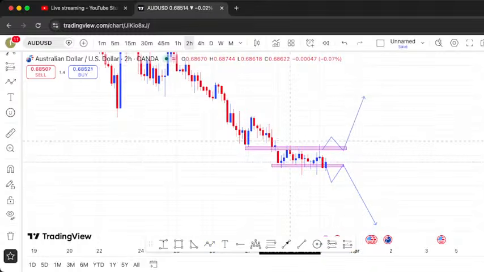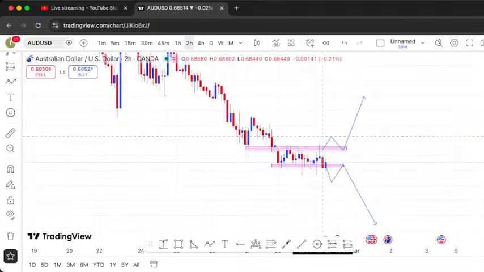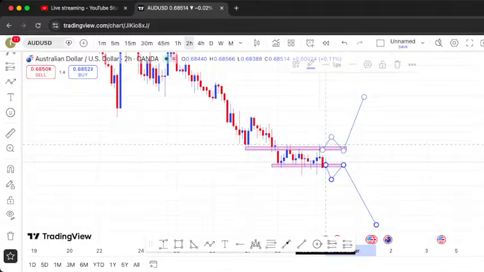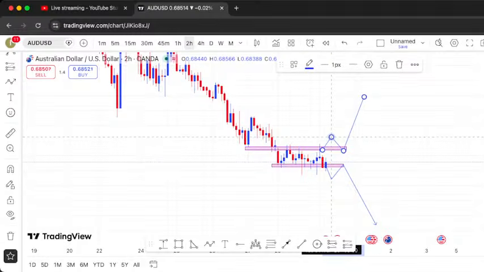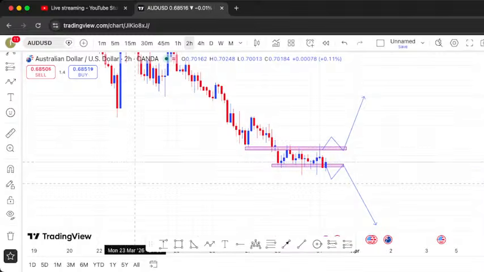You should wait for a breakout. If it breaks to the downside, we are going to sell. Also if it breaks to the upside, we are going to do what? We are going to buy. So either way on that market, below or above, you'll be okay to go with the direction. Okay, so that's AUD USD.